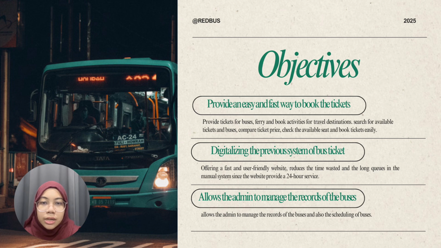Furthermore, the Redbus system allows the admin to manage the records of the buses and the scheduling of buses. Admin can add, update or delete bus details, manage routes, set schedules and monitor how many available seats there are. This will help the system do things more effectively and in a more organized way.